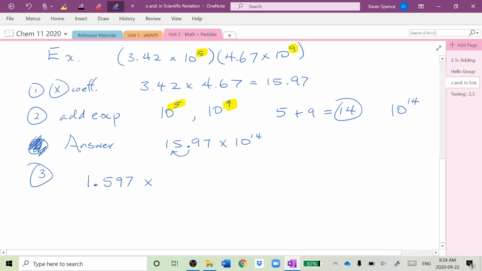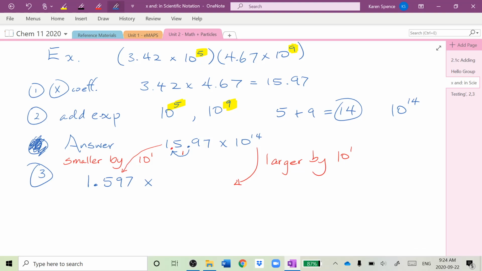So now I will have 1.597 times, now this part of the number got smaller by 10 to the 1, right? We went from 15 to 1.5, so that got smaller by 1 power of 10, because we only moved the decimal place one position. So what that means is that our other half of the number has to get larger by a power of 10 to the 1. So that would be times 10 to the 15.